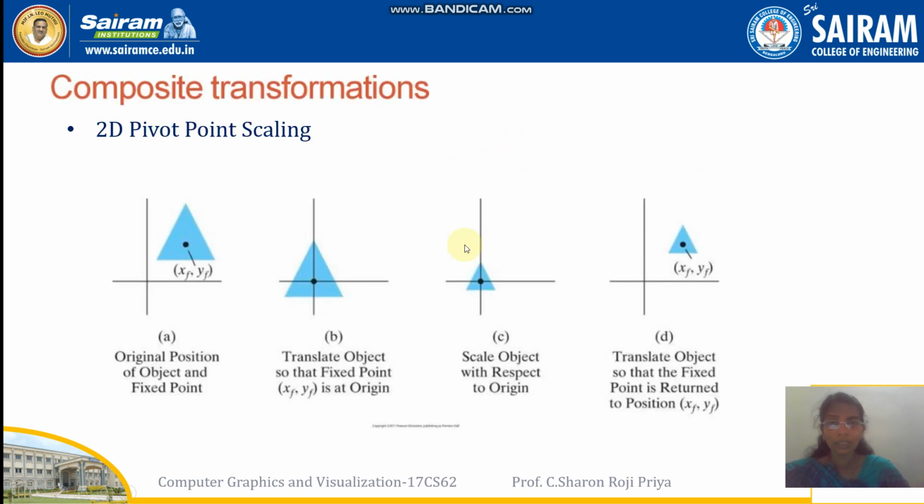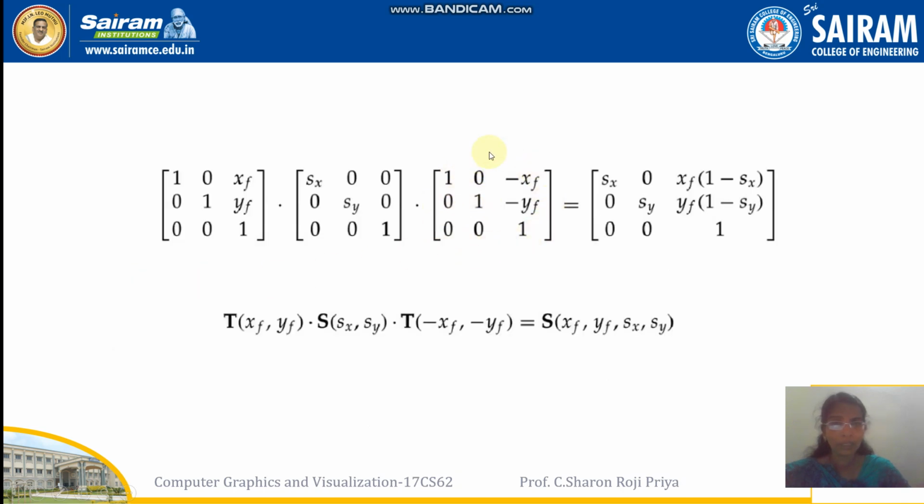So first, since I am moving in the opposite direction, it will be the translation matrix with negative values, then scaling, and at last inverse translation.